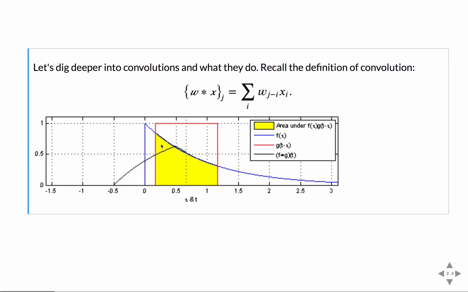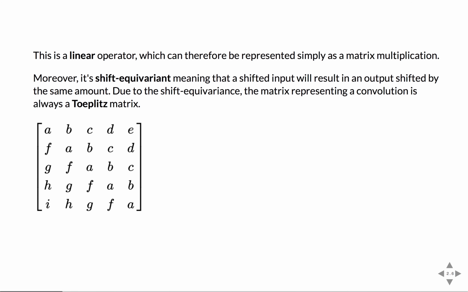You can really imagine how you're sliding a flipped filter over your data. So at each point in the output, you have to slide the shifted filter over the whole input. And it turns out that actually this is a linear operation. So like any linear operation, you can use a matrix to define the operation.